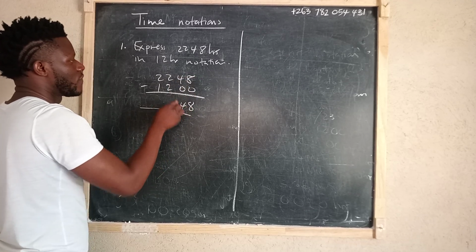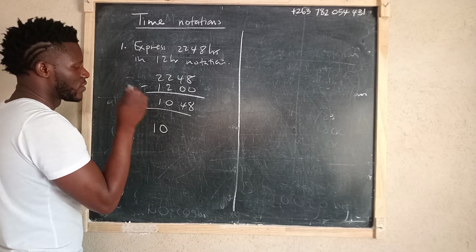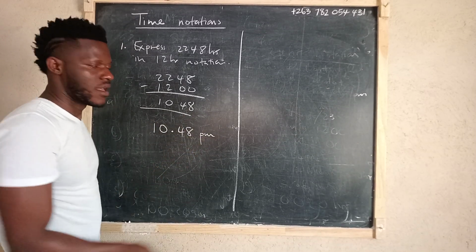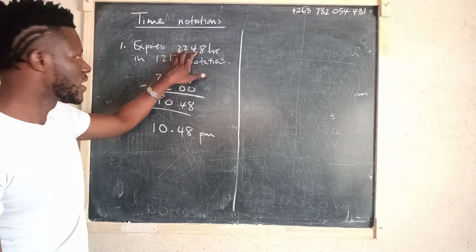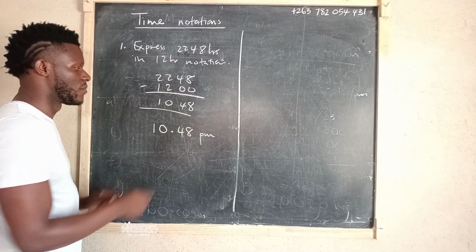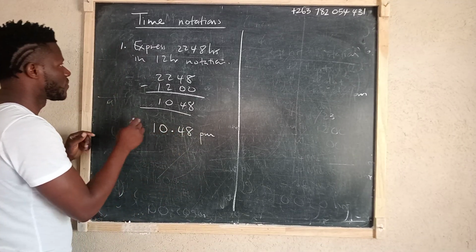That's 8, 4, 2 minus 2, 0. So this is 10:48 PM. If the number of hours exceeds 12, you subtract 12, but the time goes with a PM. So this is 10:48 at night.